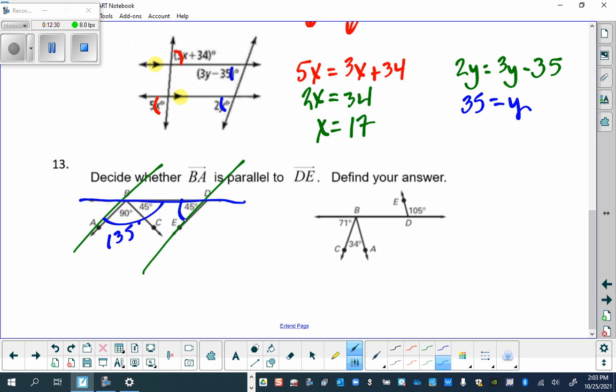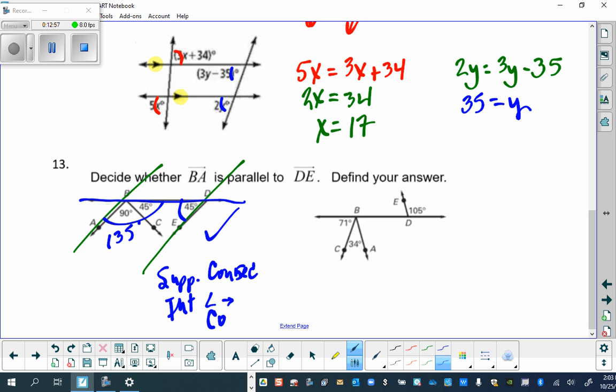If I have consecutive interior angles that are supplementary, adding to 180 degrees, I've got my lines are parallel by the converse. So yes, these ones are parallel because of supplementary consecutive interior angles converse. Make sure you include the word converse. The consecutive interior angle converse.